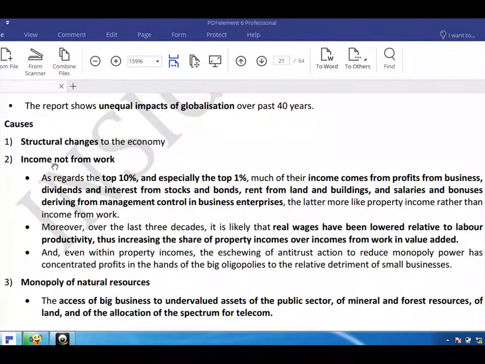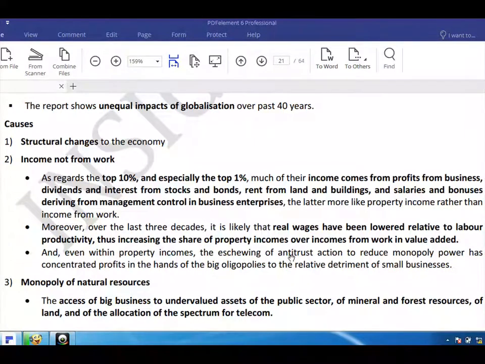Causes: 1. Structural changes in the economy, to income not from work as regards the top 10%, and especially the top 1%. Much of their income comes from profits from business, dividends and interest from stocks and bonds, rent from land and buildings, and salaries and bonuses deriving from management control in business enterprises, the latter more like property income rather than income from work. Moreover, over the last 3 decades, it is likely that real wages have been lowered relative to labor productivity, thus increasing the share of property incomes over incomes from work in value added.